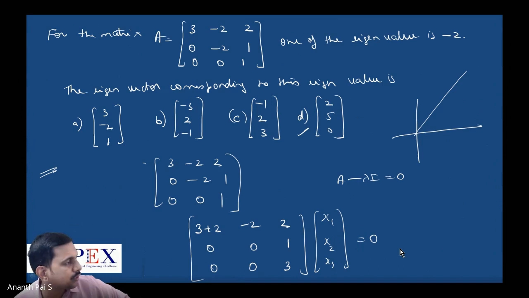3x3 is equal to 0. x3 is 0. Okay. Then here this one. So you get x3 is 0. So here we get x2.